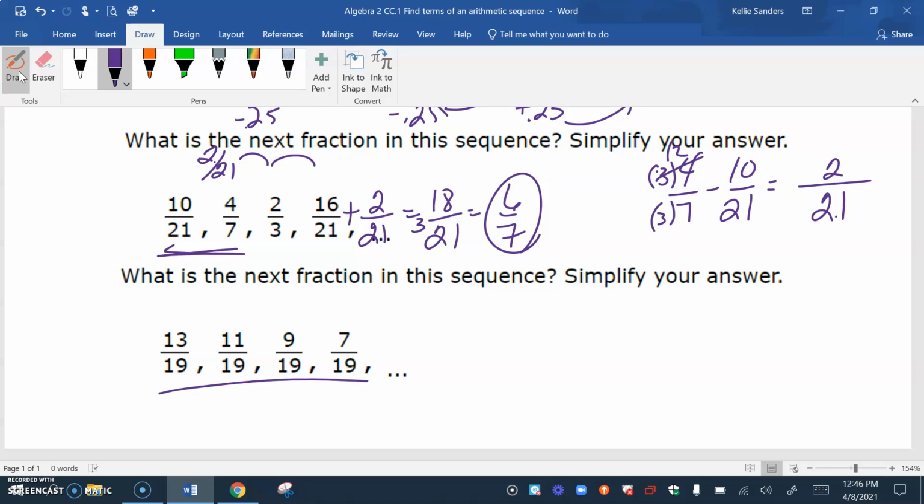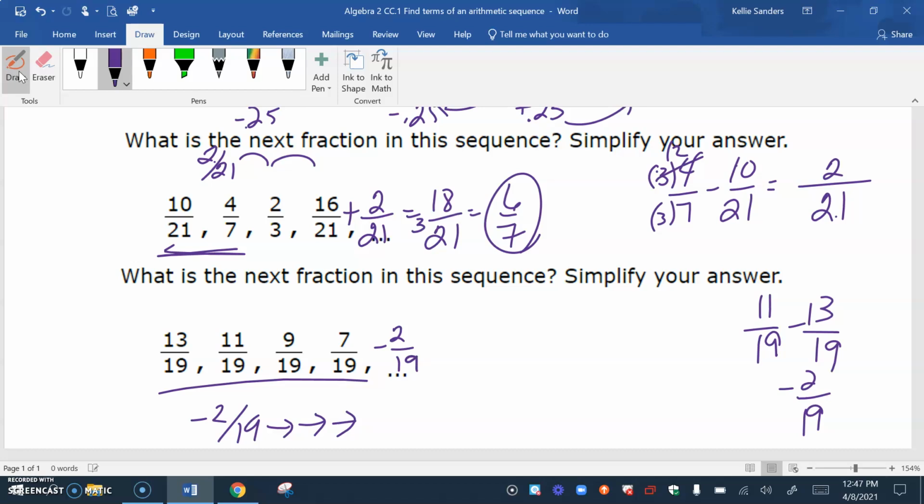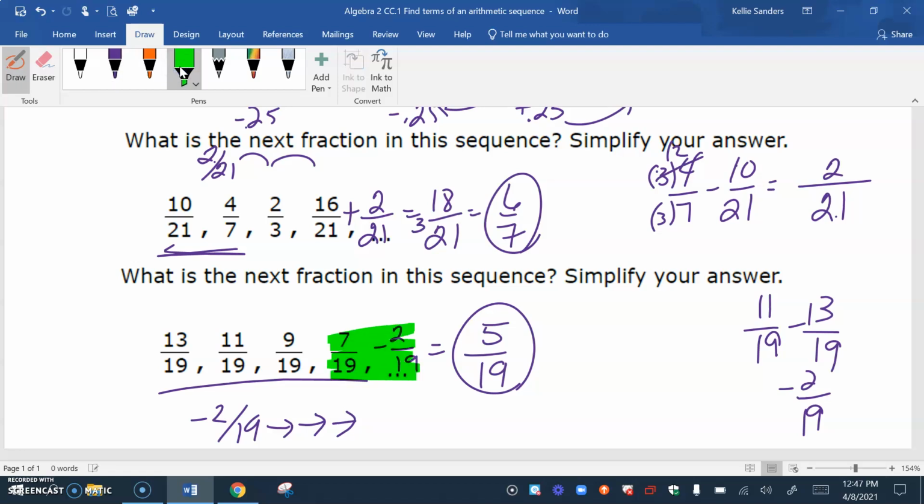Luckily on this one, it already has a common denominator, so if I do 11 over 19 minus 13 over 19, I get -2 over 19. So we're going -2 over 19 every single time we're going to the right. So I'm going to do -2 over 19 one more time and get 5 over 19 from 7 over 19 minus 2 over 19.